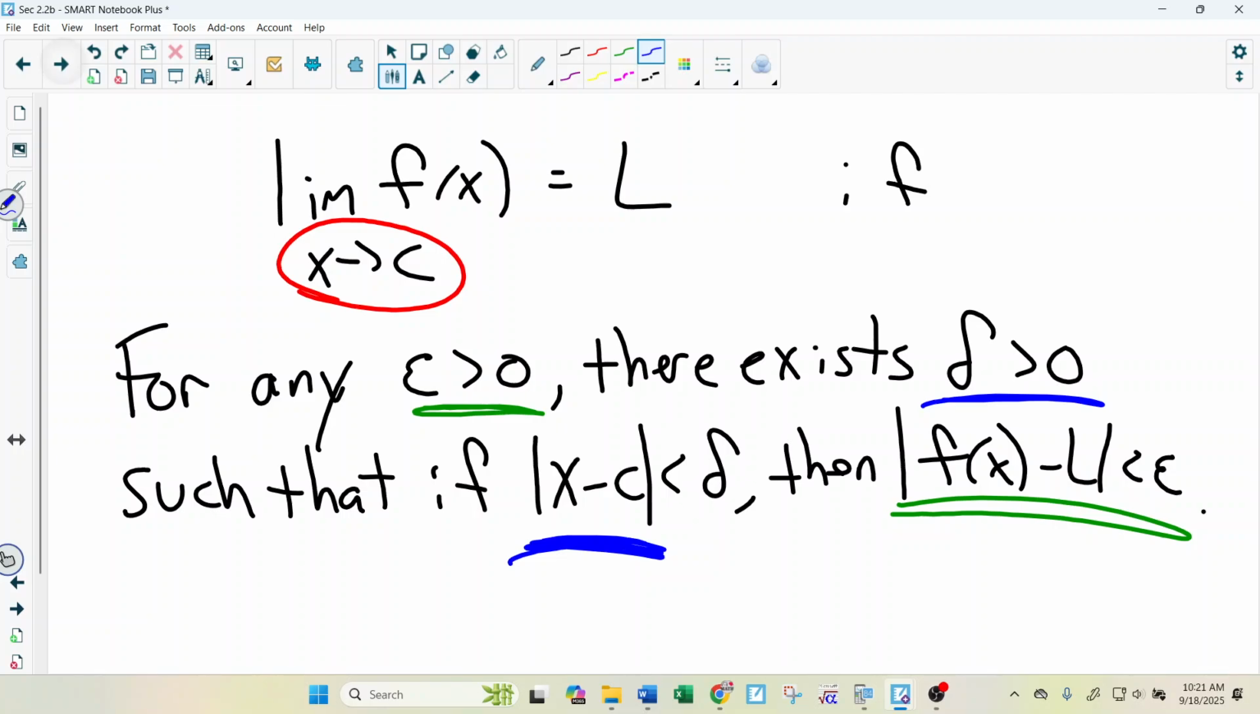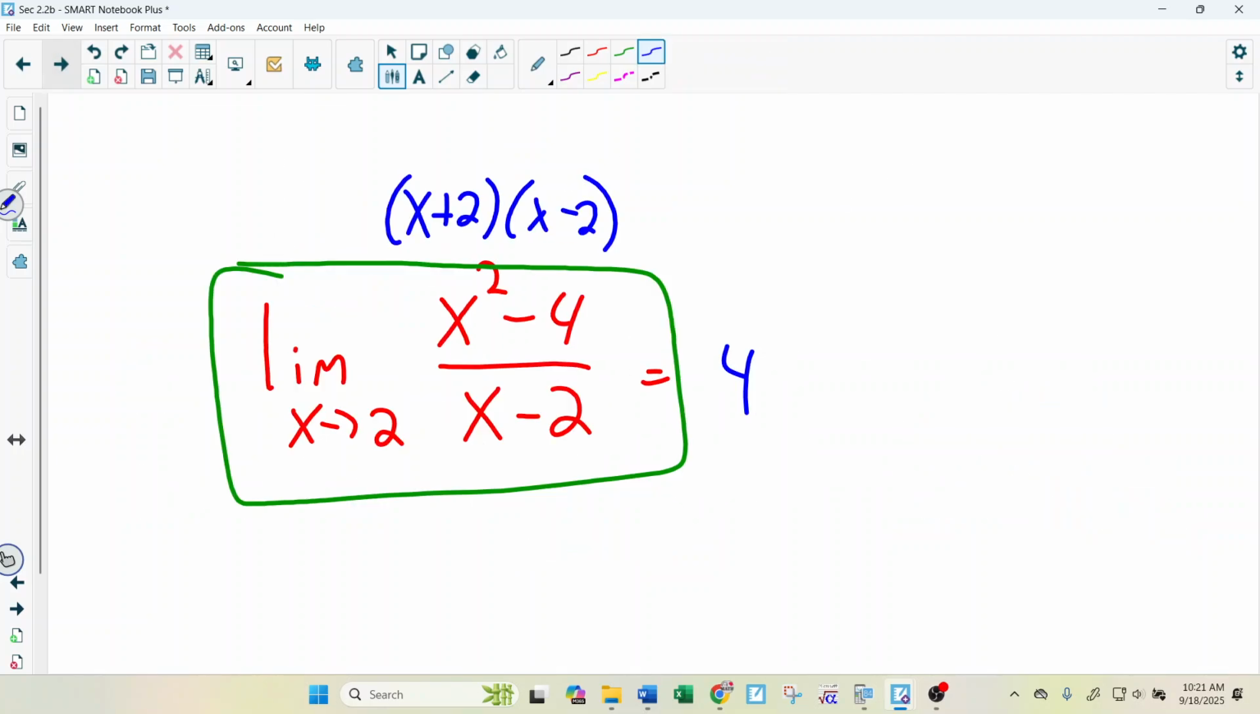So we are not saying we're actually plugging 2 in. We're never saying that, because if you plug 2 in, it's undefined. We're saying if you plug a number in really, really close to 2, your answer is going to be really, really close to 4. Just trying to give the big picture here.